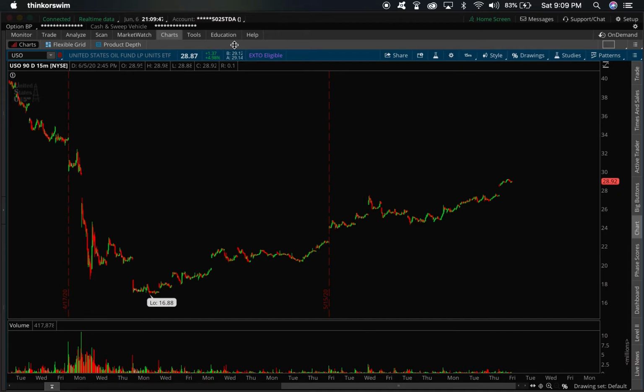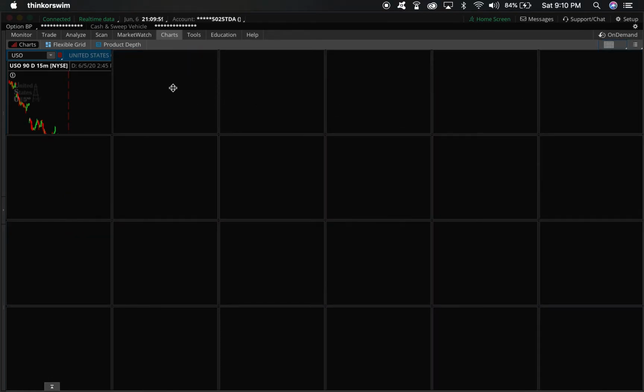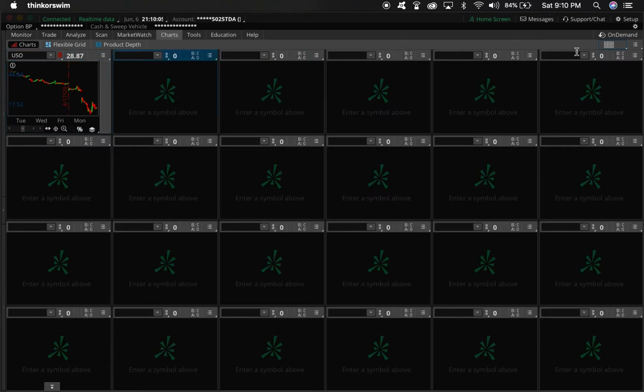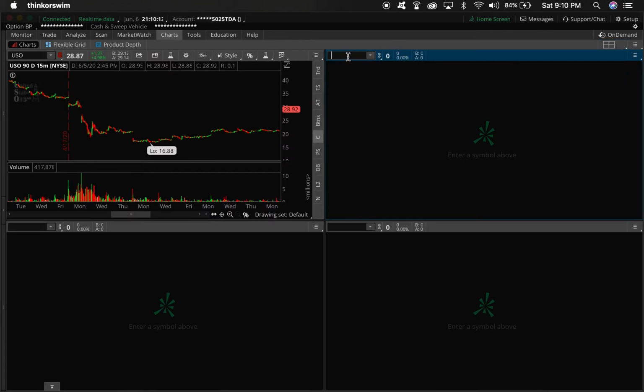So what else? If you want to have multiple grids, you can go up here to this little box right here, and it shows different grids. You can have so many different grids in here, or charts in here. It's ridiculous. This is for people that have multiple monitors. ThinkorSwim does a really good job of moving this over multiple monitors. But let's just say you wanted a quad deal.